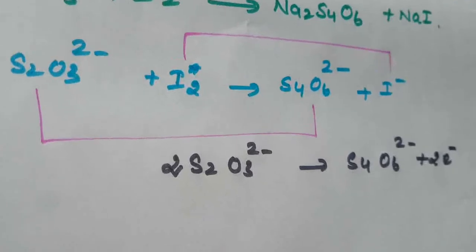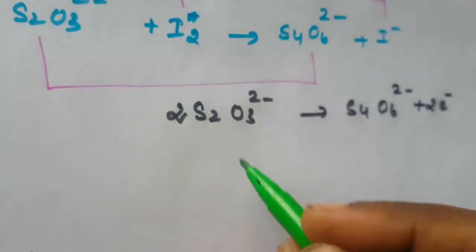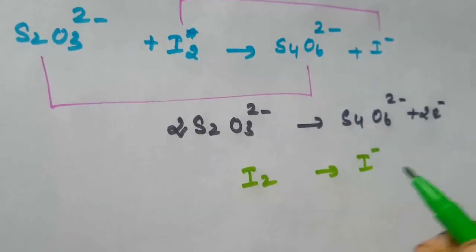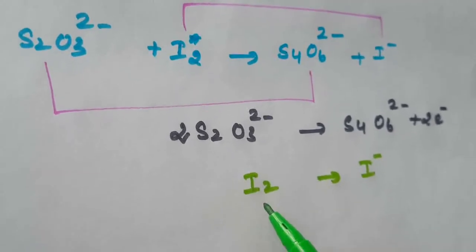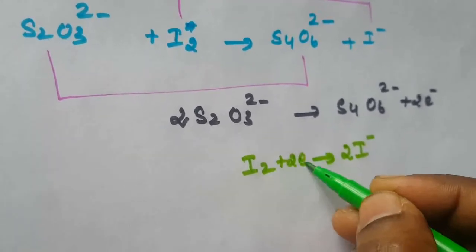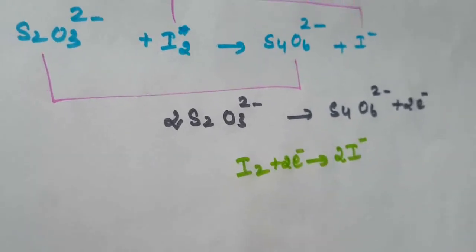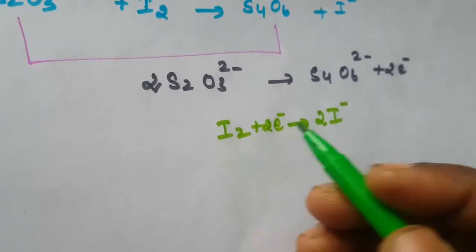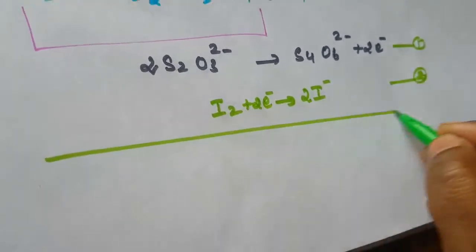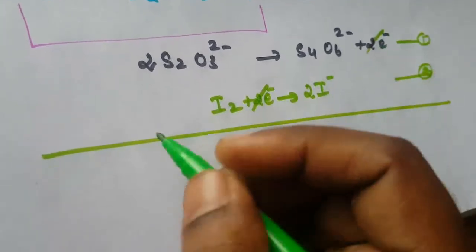What is the second step? Here I2 is reduced to I minus, right? Here 2 atoms of iodine are there, so that is 2I minus. We are adding 2 electrons on this side, balancing the two equations. Here 2 electrons, so nothing will be multiplied, just you are adding that equation. So 2 electrons will be cancelled.